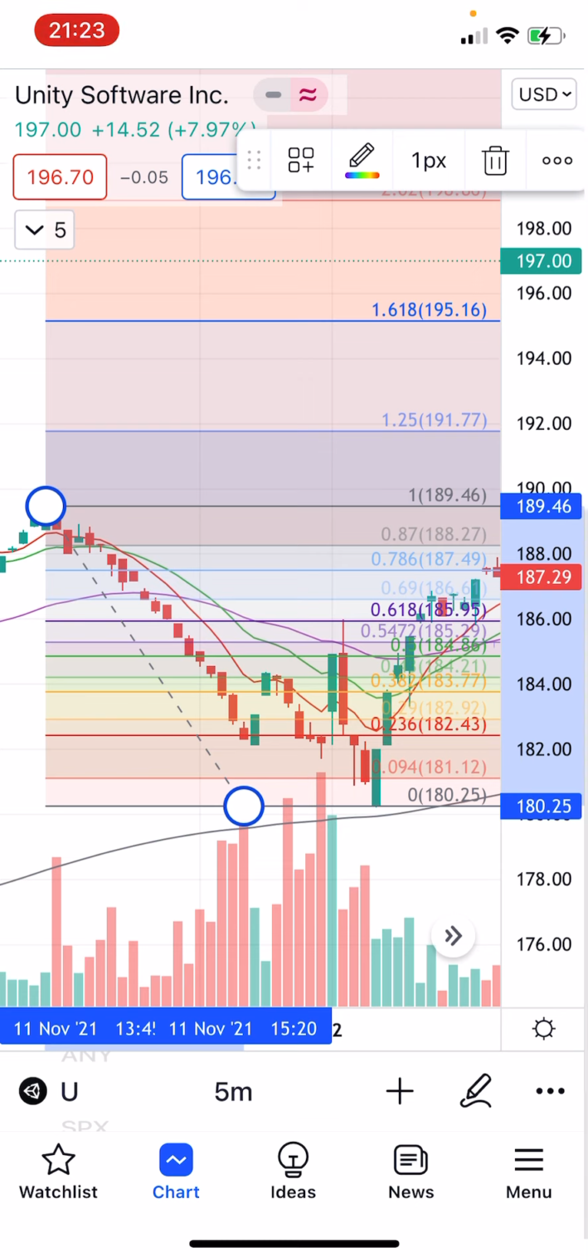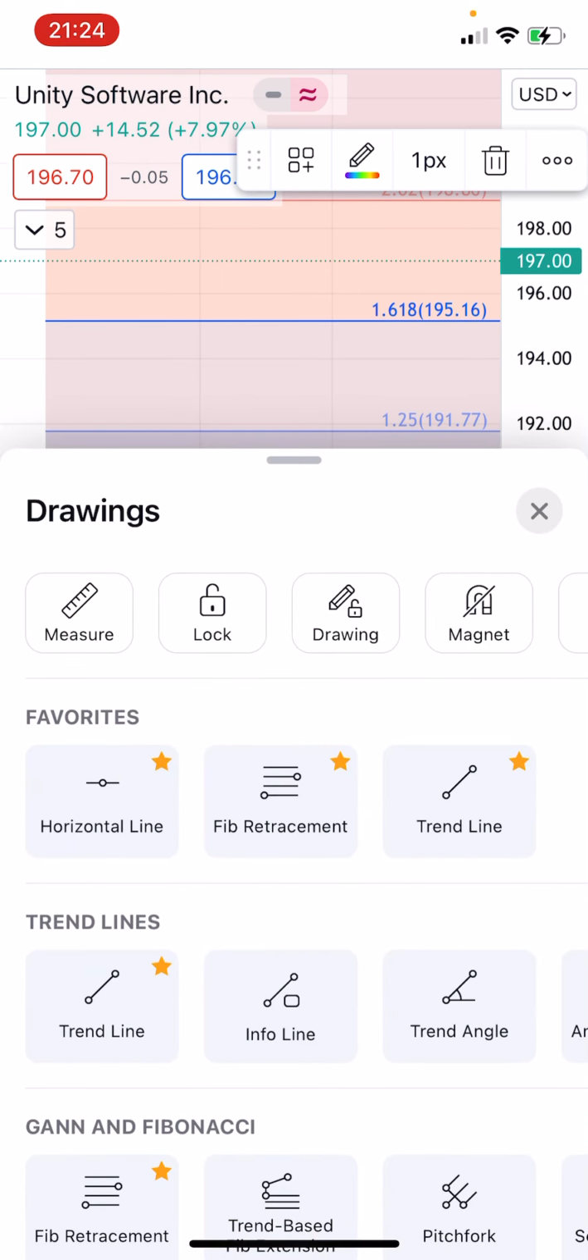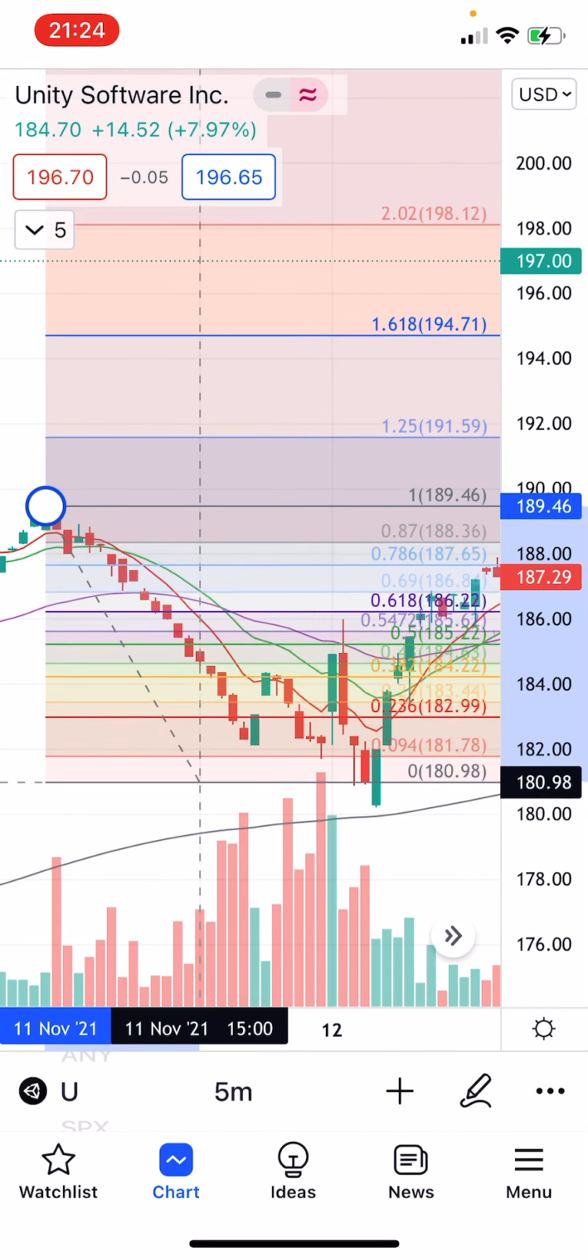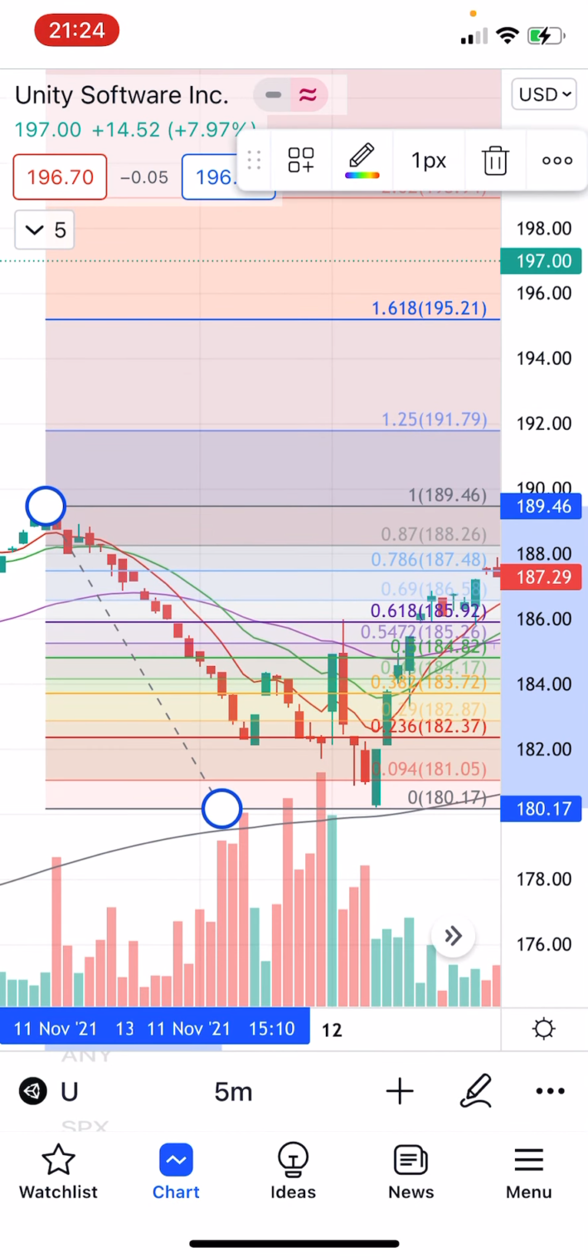So first off, let's go over the Fibonacci retracement. Basically what you're going to want to do is, for example, in TradingView, click the Fibonacci retracement element. You're going to be drawing it from the high to the low. So we've got a low here of 180.17, 189.46. You're also going to want to incorporate some minor support and resistance levels, which is going to be 60% of the next highest Fibonacci level. So for example, 1.618, 60% of that's 1.25.